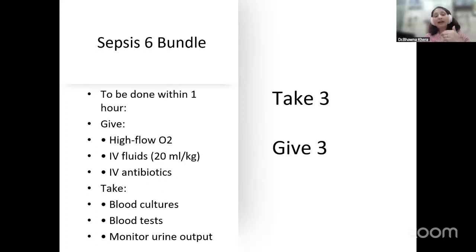Take the blood culture, blood test, and monitor the urine output, right? So what you have to give is high flow oxygen, IV fluids, and IV antibiotics, and take the blood culture, blood test, and monitor the urine output.